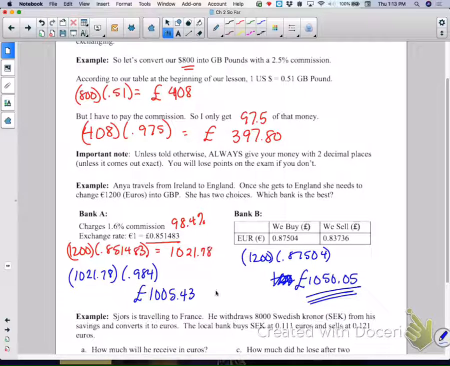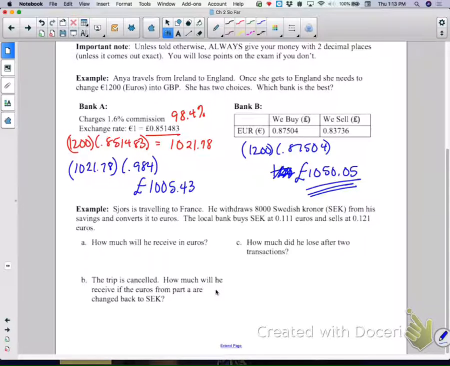Alrighty. So last one here, we have Sjors. I have no idea what that name is. That was one I took from another book, but I'm assuming that it's a Swedish name. He's withdrawing 8,000 Swedish kroner from his savings and converting it to euros. The local bank's going to buy his kroner at 0.111 euros and sell them at 0.121 euros. So how much will he receive in euros?